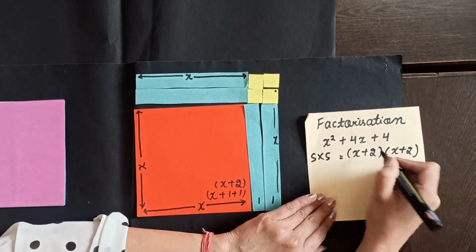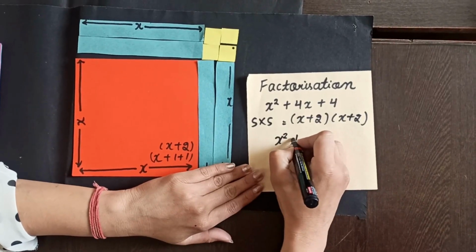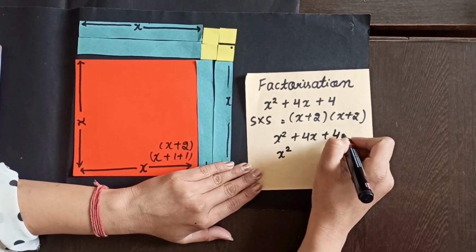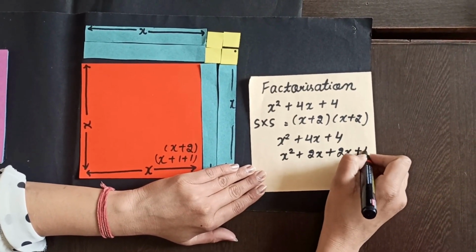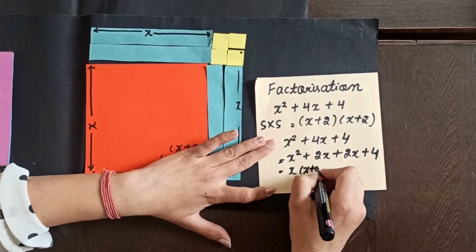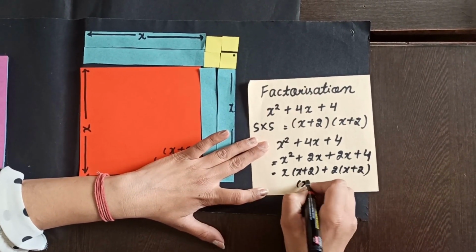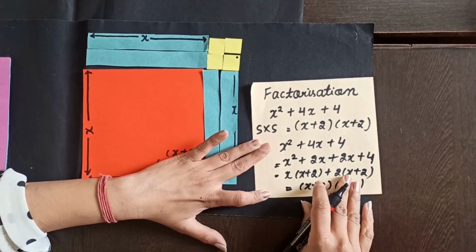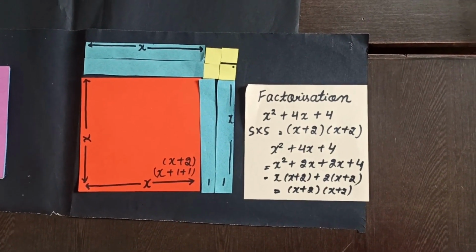Let's verify this. Let's split this term now. If we start verifying, we split this 4x into its factors, 2x plus 2x. So by doing the factorization, x is common: x into x plus 2, plus 2 into x plus 2. Here x plus 2 is common. So as you can see, the factors are x plus 2 into x plus 2. Hence our activity is verified, and this is how we can solve factorization with the help of an activity.